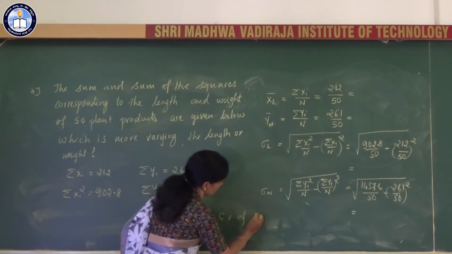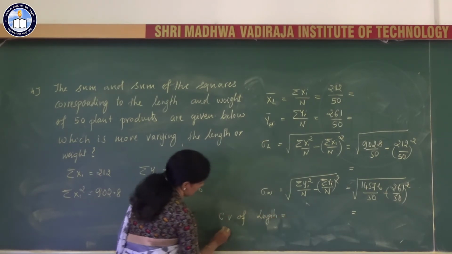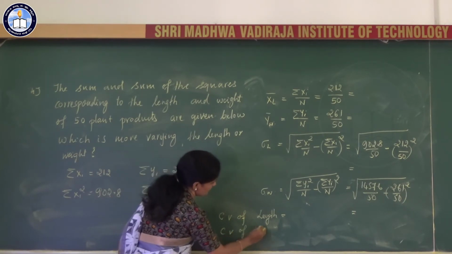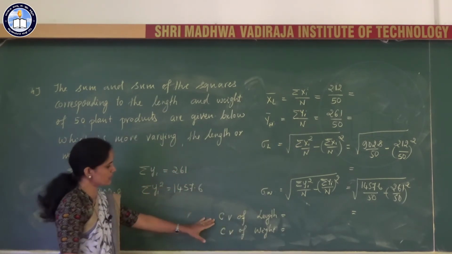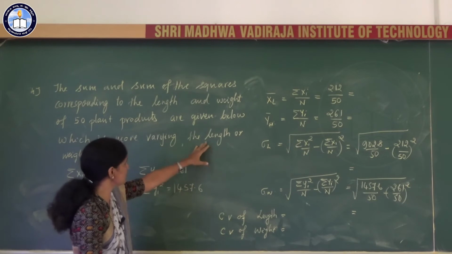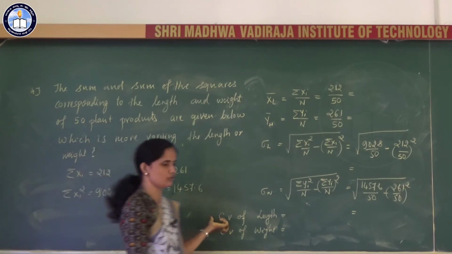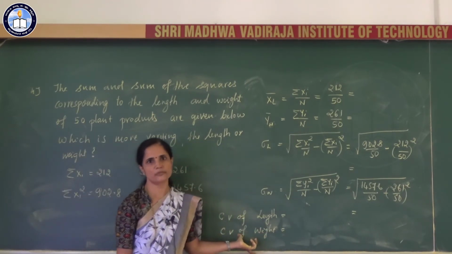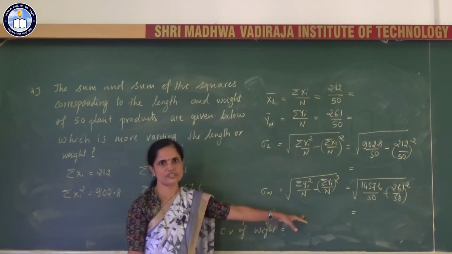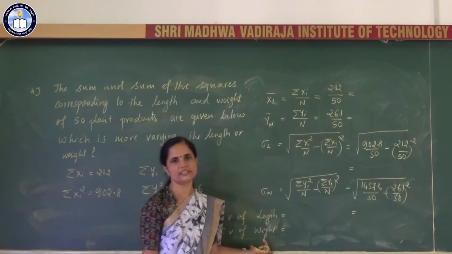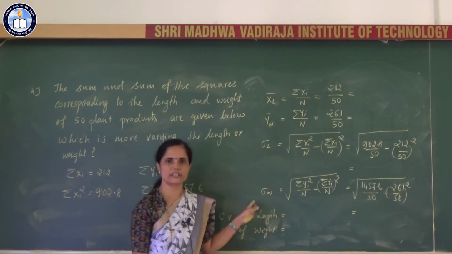of that length. So CV of length here, and then CV of weight here. So if the coefficient of variation of length is more, then it is more varying, and if the coefficient of variation of weight is more, then it is more varying. I leave this question half completed so that you may complete the calculations, find the value of CV, compare it and answer the question. That is half completed, and you must complete it so that you will get your homework.